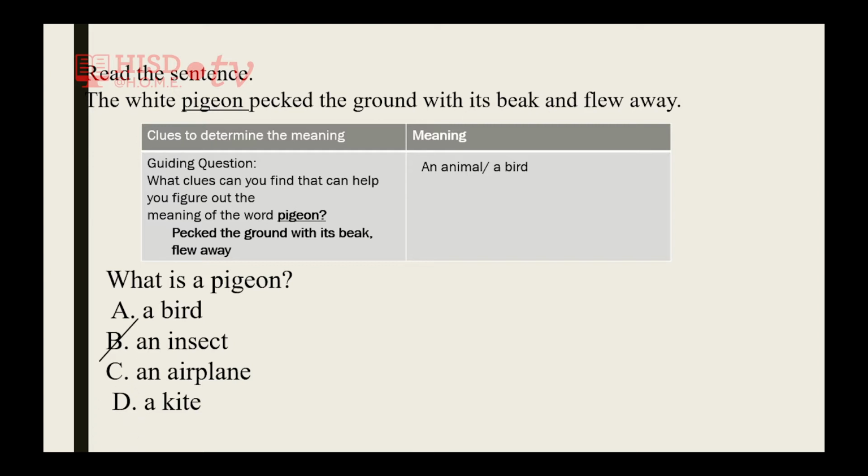The first one you could have eliminated would have been B, an insect. An insect doesn't necessarily have a beak. An insect can fly, but an insect doesn't have a beak. So I'm going to get rid of B.